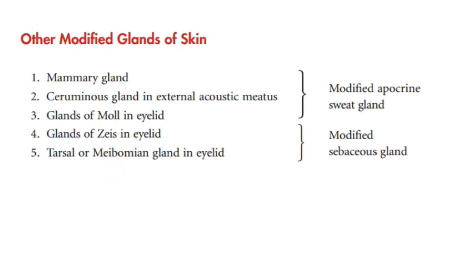Okay, so other modified glands of the skin are the mammary gland, then the ceruminous glands in the external acoustic meatus, meaning the ceruminous gland inside the ear which secretes wax, glands of Moll, glands of Zeis and the tarsal glands. Mammary gland, of course, we have all studied this, so we know that it is known as a modified sweat gland. It is a modified apocrine sweat gland.